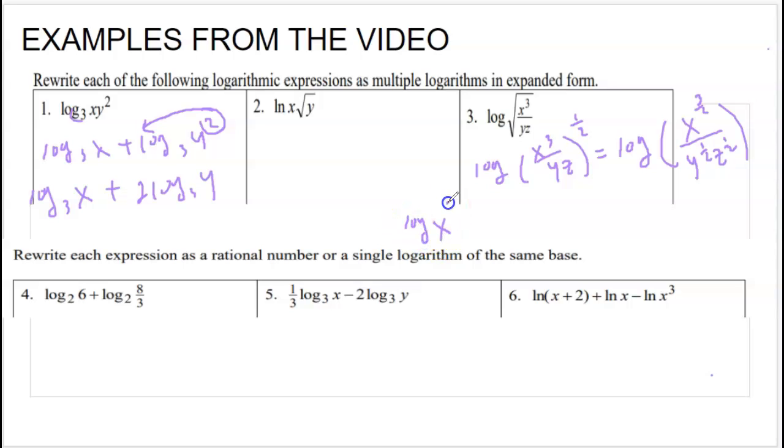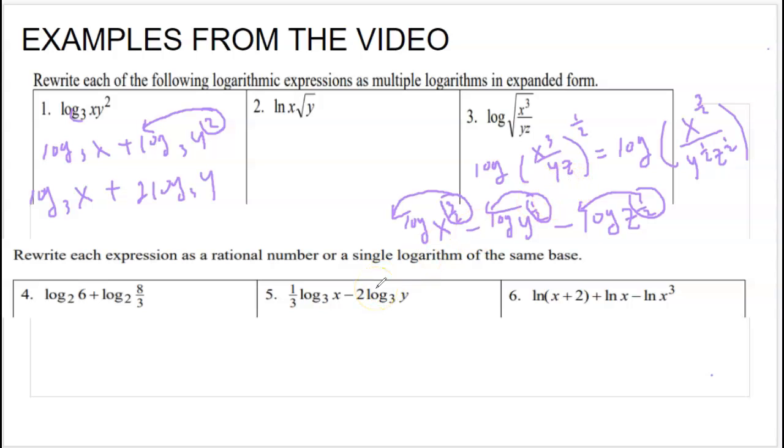So it's going to be log of x to the 3 half power with the plus in the front. Y to the half power is in the denominator, so that's going to be minus log of y to the half power. That z is in the denominator as well, so it's going to have a negative sign: negative log of z to the half power. Last but not least, you're going to drop those exponents in the front. So it's going to be 3 half log of x minus half log of y minus half log of z. So that's how you do this one.